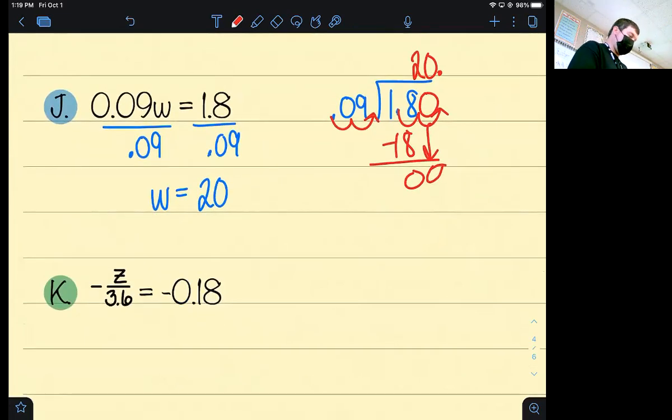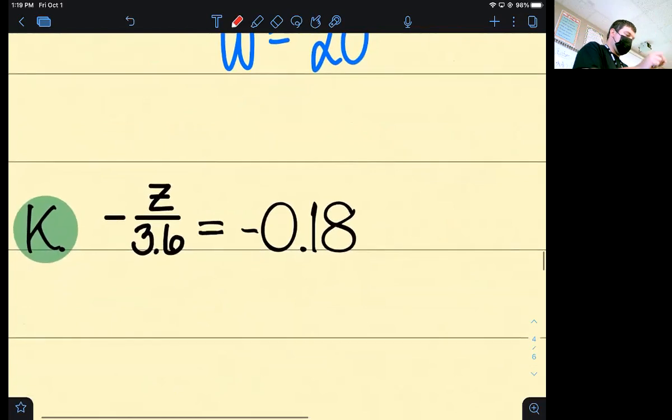-z divided by 3.6 equals -0.18. Now the negative is floating there in the middle, but I can't just get rid of the 3.6 and leave it as -z. I need z to be by itself. So what I would do is I would take the negative, and when I write this down on my paper, which I'm going to want you guys to do on your work papers, go ahead and write the original equation and then what your work is.